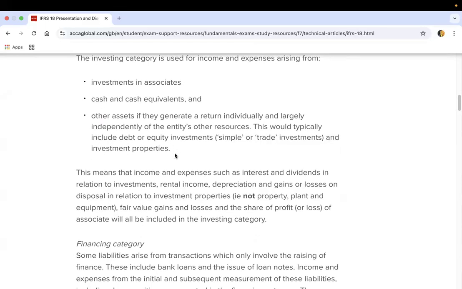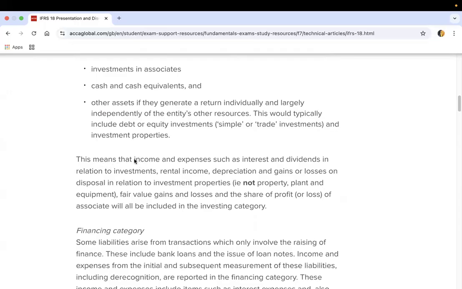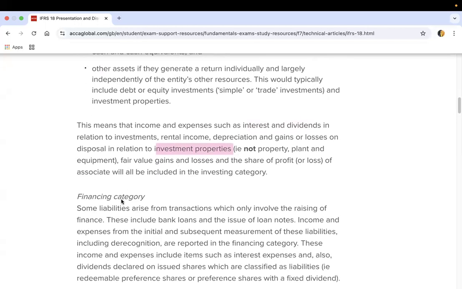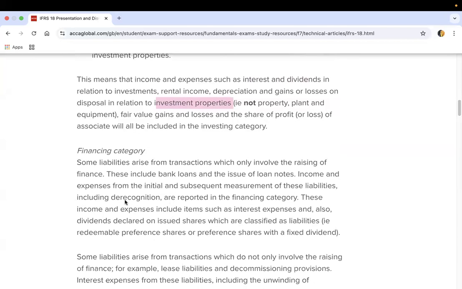So this would mean that the income and expenses, such as the interest and dividends which you get, or the rents that you get, or the depreciation that arises from the assets, or the gain or loss from the asset, would all go to investing. Now, the fair value gains and losses and the share of profit of the associate would also be included in the investing category itself. So if you have any fair value gain or loss relating to the associates that you have invested in, it would go in this category. Clear?